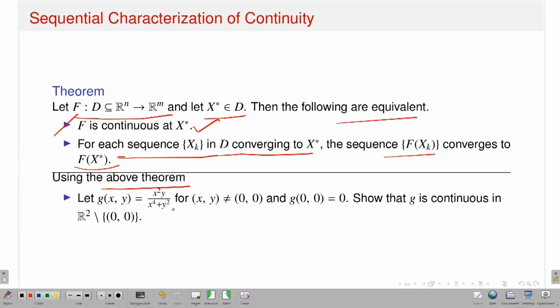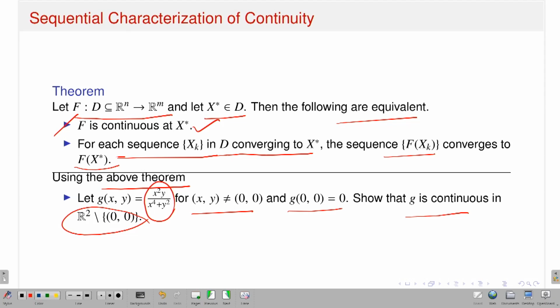So what is that function? g of xy is equal to x square y divided by x4 plus y square if xy is non-zero, and g of 0 0 is equal to 0. Then you can show that g is a continuous function on R2, but it is not continuous at the origin. So I am taking the origin from R2. On the set away from the origin one can prove that it is a continuous function.